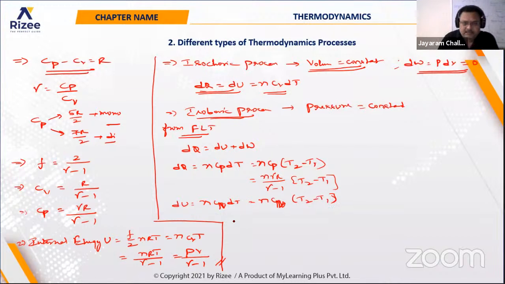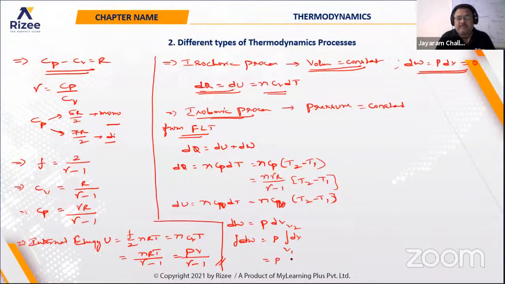And the work done in this process, dW is equal to P dV, where the volume will be changing from V1 to V2. The integral of dW can be written as P into the integral of dV, where volume is changing from V1 to V2. Or this can be written as P into V2 minus V1. This is your work done under this particular isobaric process.